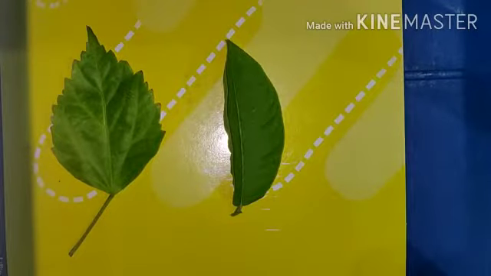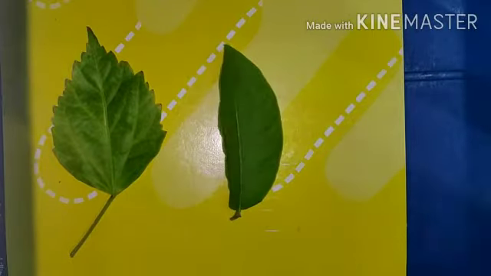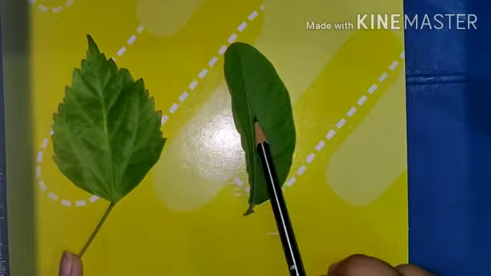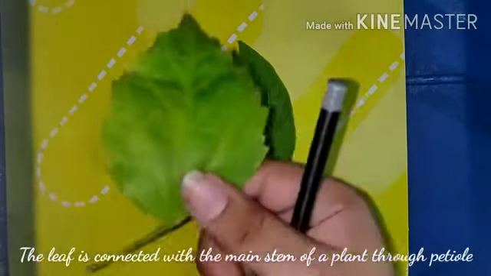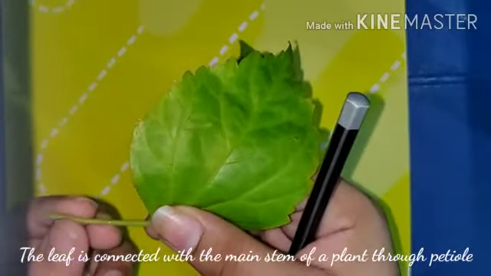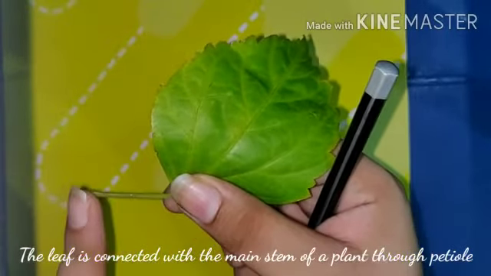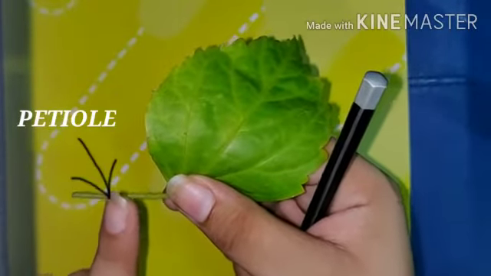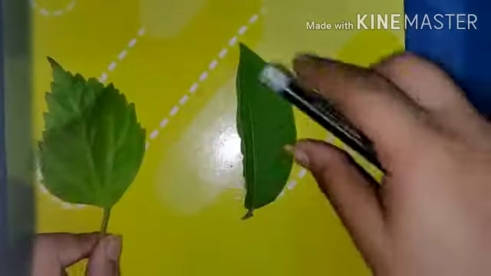So dear children, you can see that I have kept here the leaves of two plants. Their sizes are different, even their shapes are also different. Considering this leaf, the leaf is connected with the main stem of the plant with the help of this thin and short stem. This thin and short stem is known as petiole. P-E-T-I-O-L-E, petiole.